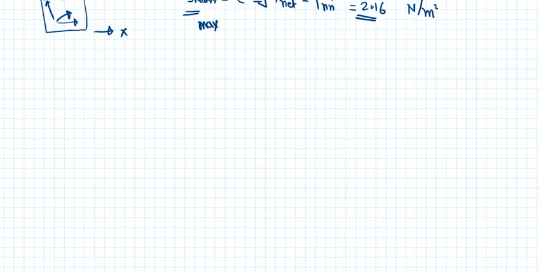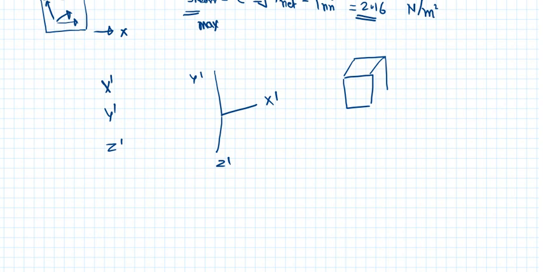Now in 3 dimensions, if you are choosing x dash, y dash and z dash coordinate system, then if you make a cubical block which is representing x dash, this will be x dash, y dash and z dash.